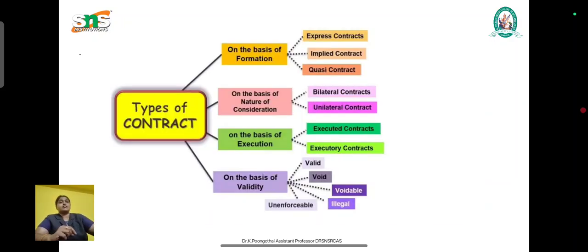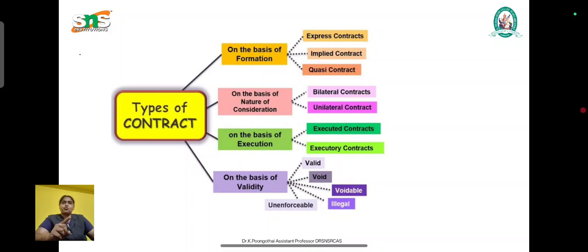The first thing is based on validity. A valid contract fulfills all the essential elements required by law. It can be classified into five. The first one is valid contract. The features of a valid contract are lawful offer and acceptance, free consent, competent parties, lawful consideration and object, enforceable by law. Example, A agrees to sell a bike to B for rupees 60,000 and B accepts. Importance: legal binding, rights and duties are protected.